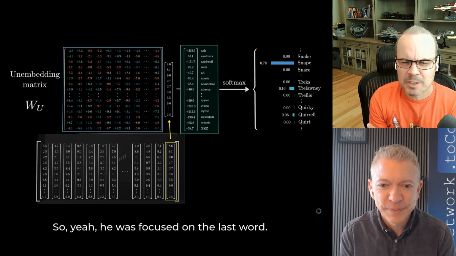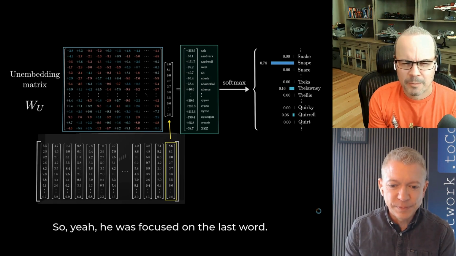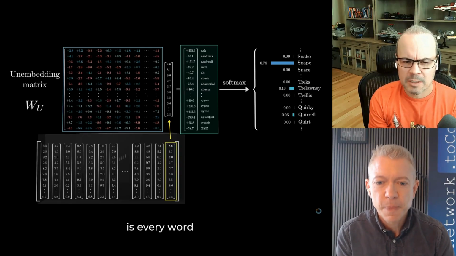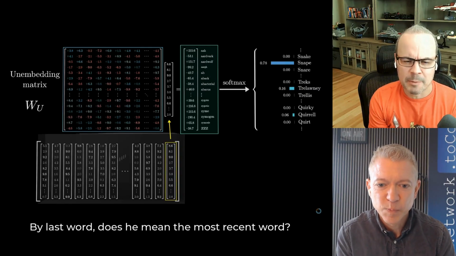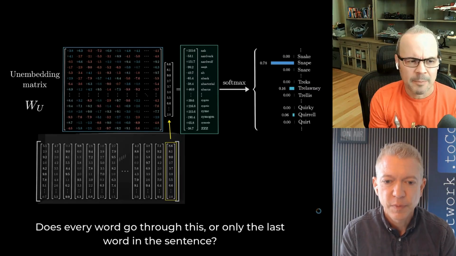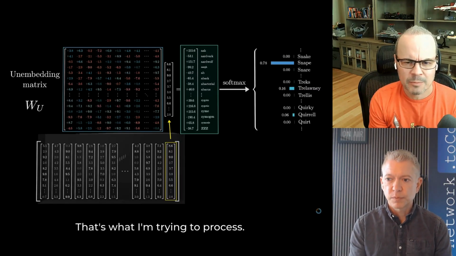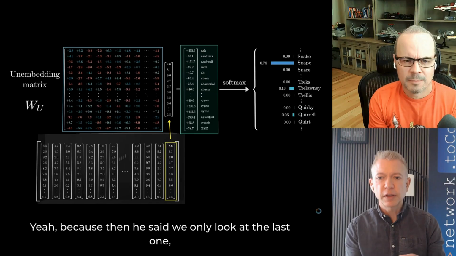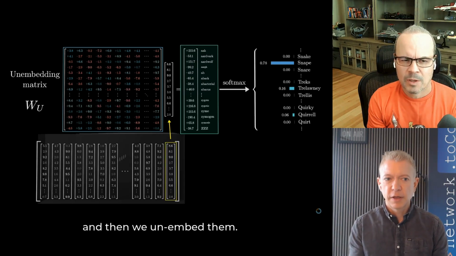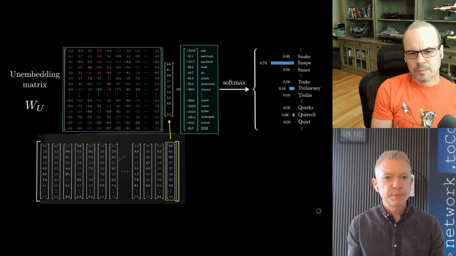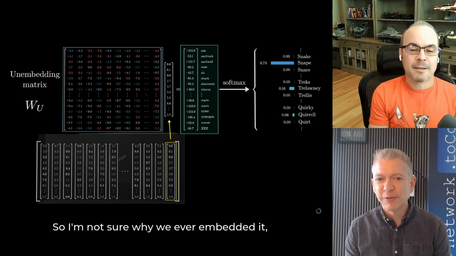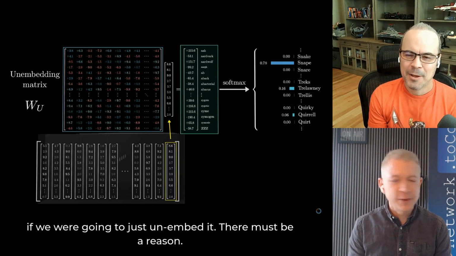So yeah, he was focused on the last word. I have a lot of questions about this. For example, by last word, does he mean the most recent word? Does every word go through this, or only the last word in the sentence? That's what I'm trying to process, because he said we only look at the last one, but then actually we look at them all simultaneously and then we unembed them. But only the last word. So I'm not sure why we ever embedded it if we were going to just unembed it. There must be a reason.